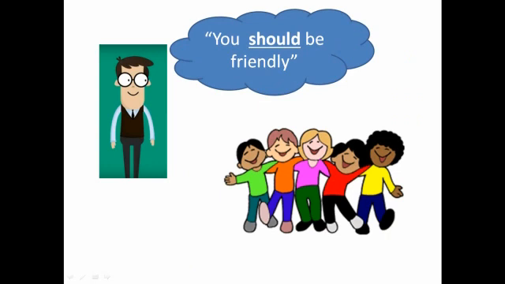Another example. For example, your teacher or your father says, you should be friendly. This is also advice. That's why should.